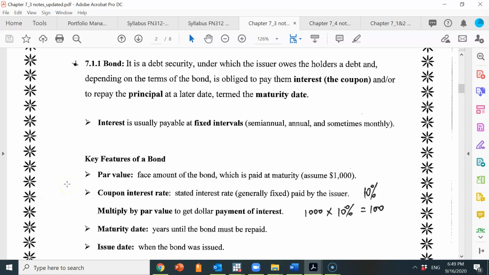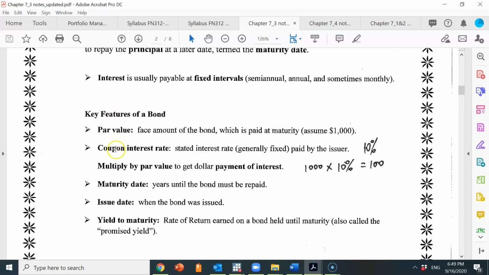Okay, so here are some key features of a bond. Par value. It is the face amount of the bond which is paid at maturity. Assume 1,000. This is the amount of money on the contract stating that at maturity date, you will have to pay this par value. Or as an investor, you will receive this par value, but the issuer, the government or the corporation, would have to pay you this par value. It's the lump sum that you receive, or the issuer is paying, at the end.